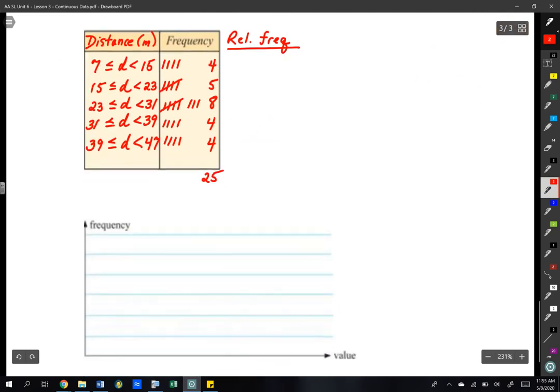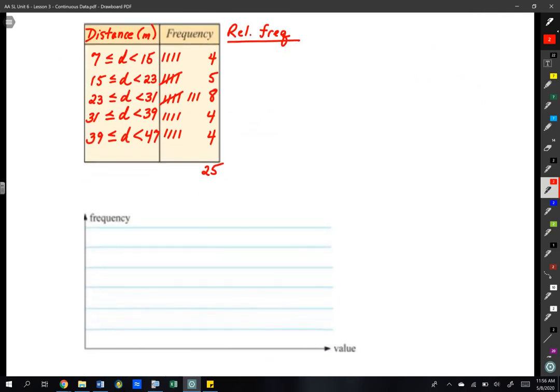Now I'm going to set up my histogram. My possible values go from 7 to 47. So I'm going to just use the beginning and ends of all my intervals. So 7, 15, 23, 31, 39, and 47. And my possible frequencies go from 4 to 8. So I'll just do it in 2s. You don't have to do it that way. To me, that makes sense for this particular problem.